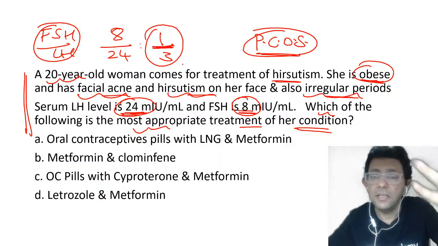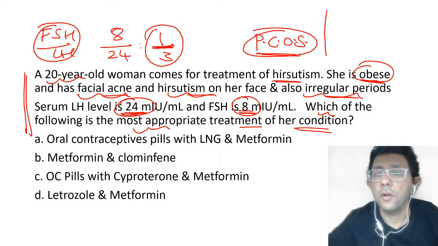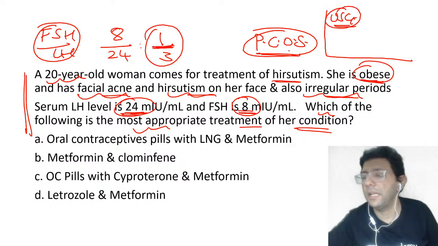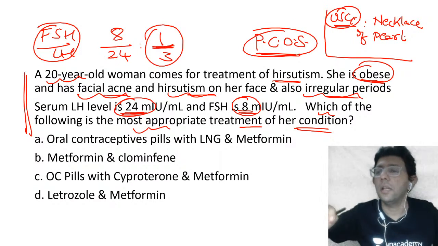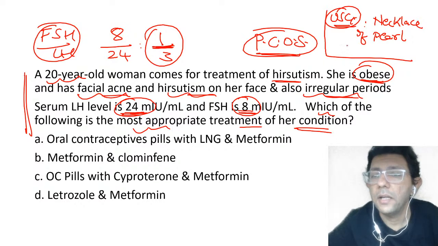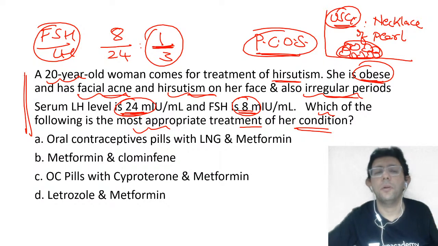All pointers towards PCOS. And by the way, they have not mentioned sonography, but if I do ultrasonography, what is expected in this patient? Anybody? We are likely to see the necklace of pearl pattern. So I'm not only discussing this MCQ, but all the other MCQs around this topic: you will be likely to see multiple small follicles arranged in the periphery, the necklace of pearl pattern.